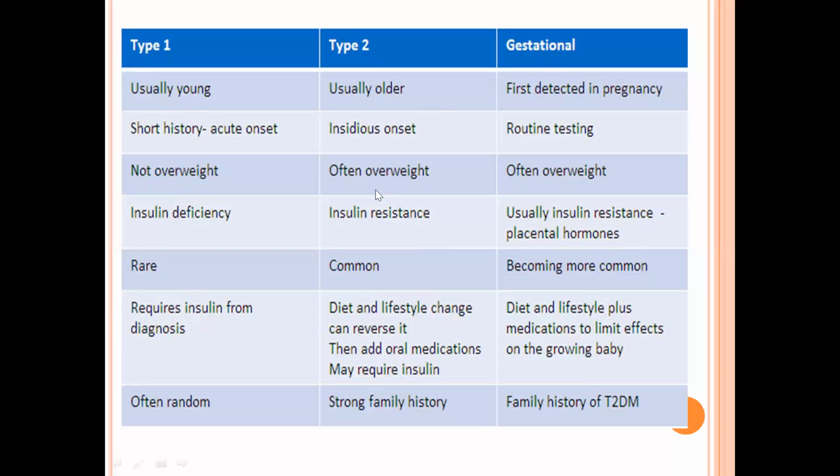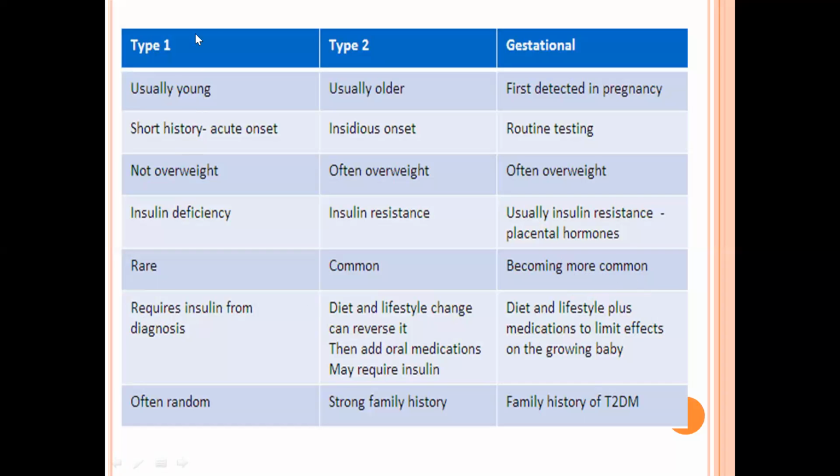Type 1 is very rare, type 2 is common, and gestational diabetes is nowadays becoming more common because of the lifestyle we are leading. Another reason for gestational diabetes is also PCOD. PCOD is also one of the reasons for having diabetes during pregnancy. Polycystic ovarian disorder has nowadays become very common because of the lifestyle we are leading.